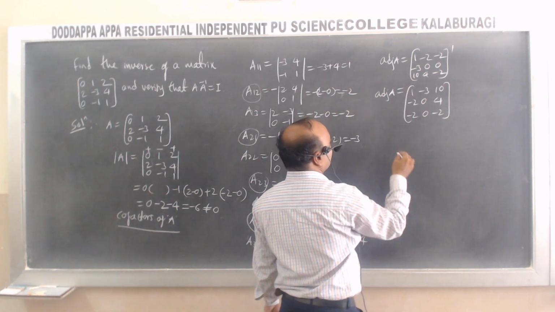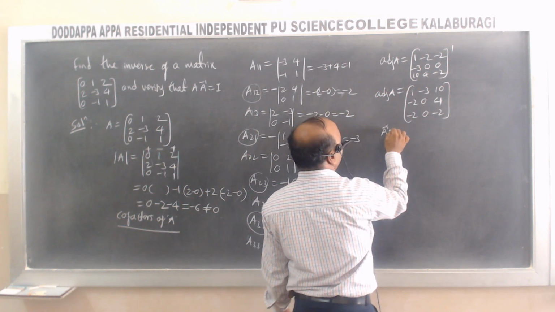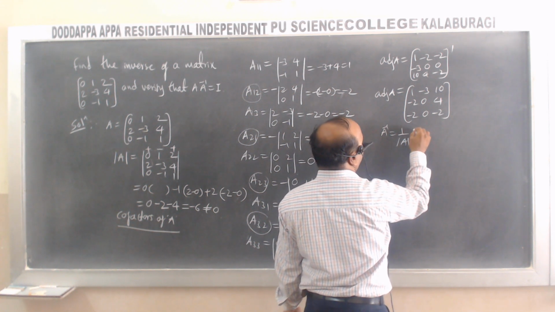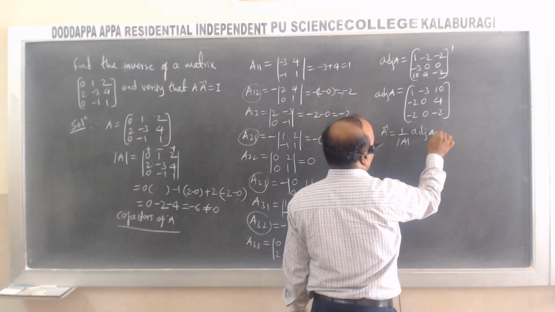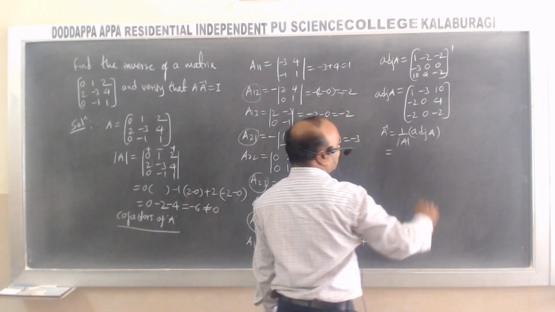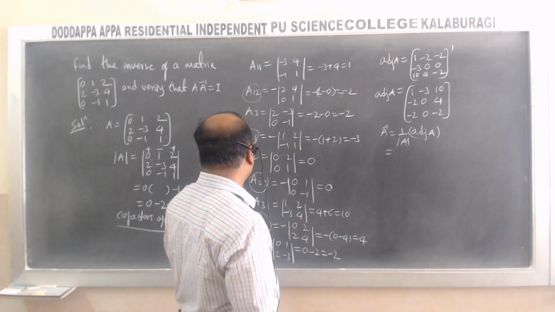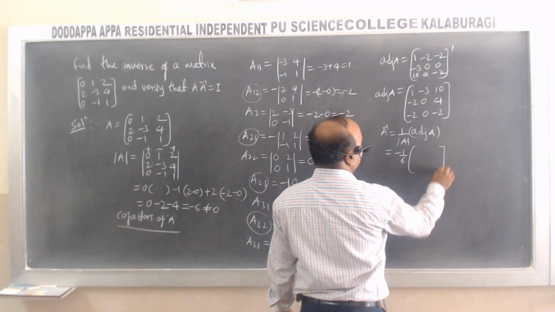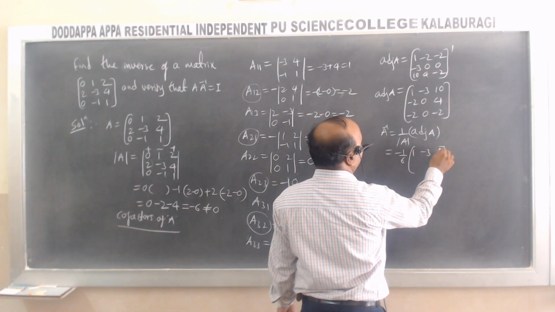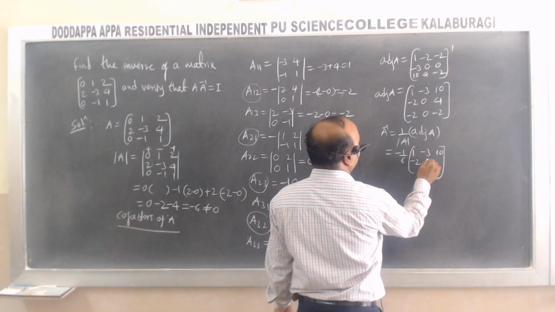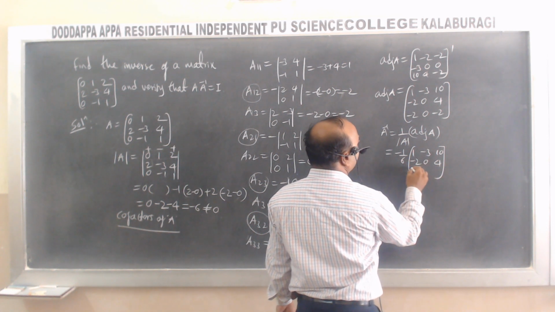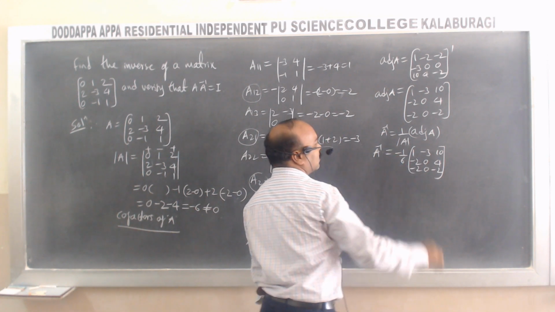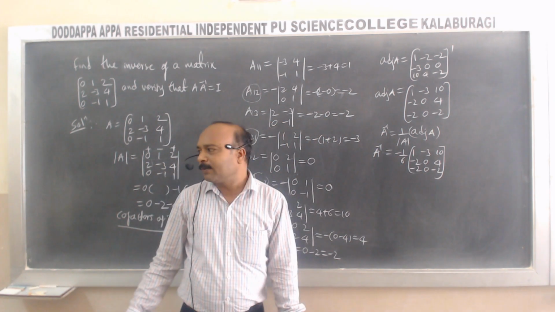Now we go for the inverse of the matrix. Inverse is given by 1 divided by the determinant of A, into the adjoint of A. Now the determinant of A is minus 6. We write it as minus 1 by 6 into [1, minus 3, 10; minus 2, 0, 4; minus 2, 0, minus 2]. It is the inverse of the square matrix.